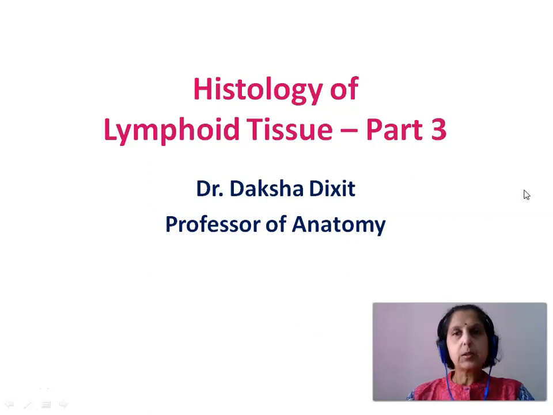Hello friends, today we will be seeing Histology of Lymphoid Tissue Part 3. In Part 1, we saw the introduction to lymphoid tissue and lymphoid cells. Then in Part 2, we studied two of the histology lymphoid tissue slides, that is the slide of lymph node and thymus. And today in Part 3, we will be seeing the other two slides of lymphoid tissue, that is the spleen and the palatine tonsils.